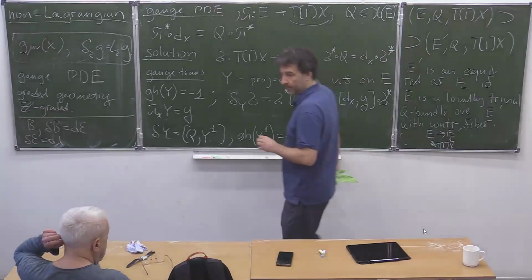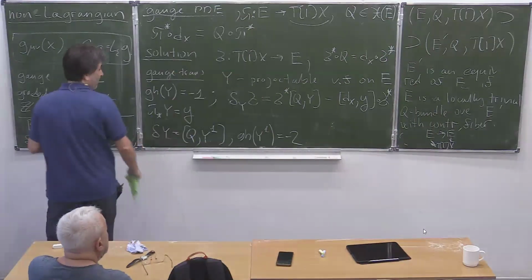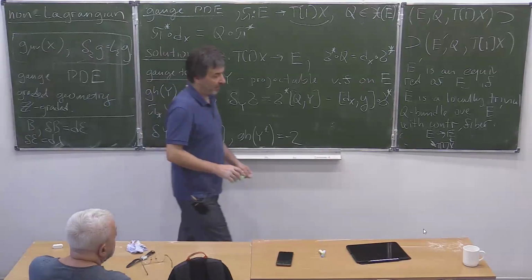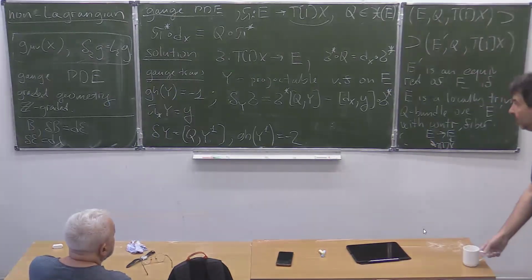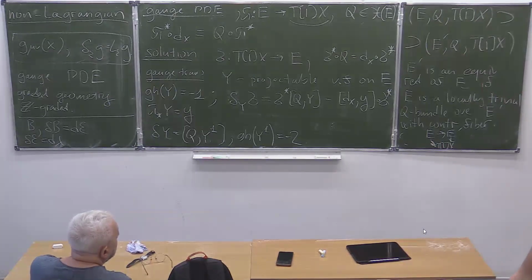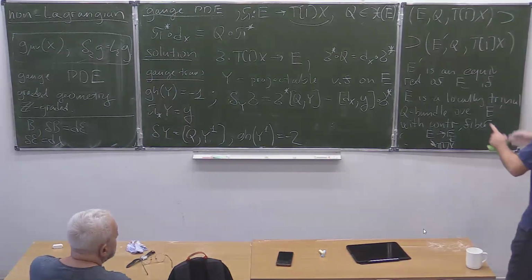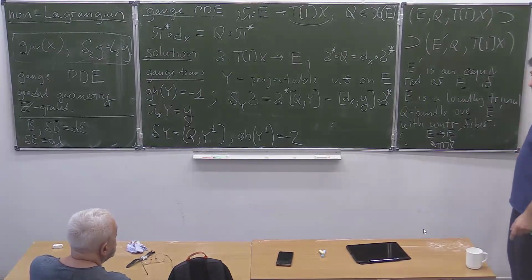How does this bundle of E over E prime correspond to the embedding of E prime into E? So there is a projection and an embedding. It actually splits. Yes.